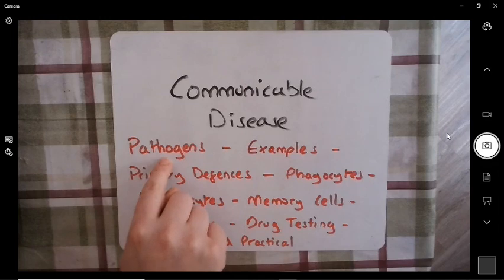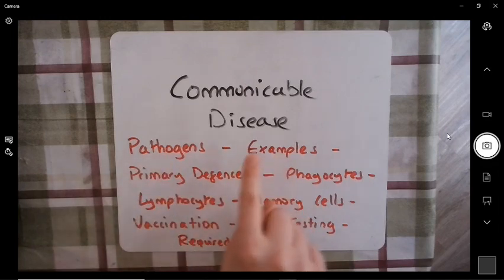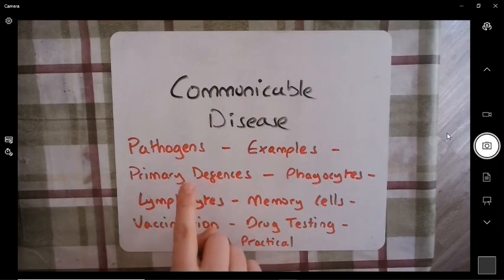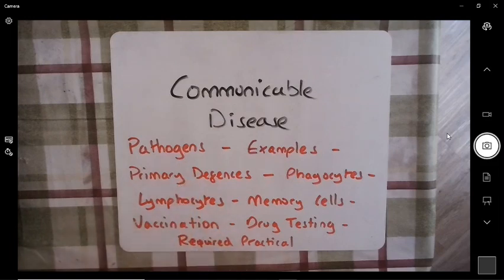So what a pathogen is, the different types of examples that we can get of pathogens, the human body's primary defences, what stops those pathogens getting into our bloodstream, and then if those pathogens get into our bloodstream, how our phagocytes and lymphocytes and memory cells hopefully will go about combating and destroying any of those pathogens. We can link that idea of memory cells to vaccination, which is, if you're watching this in early 2021, very relevant to the current news situation.